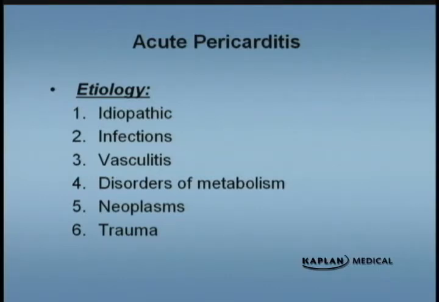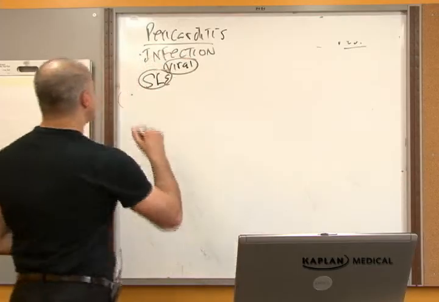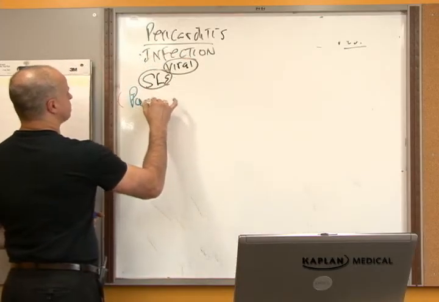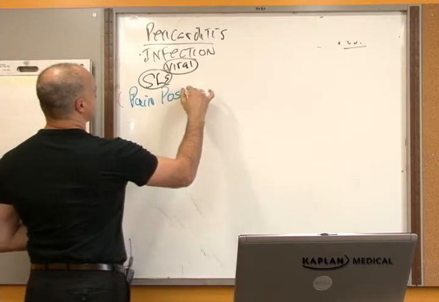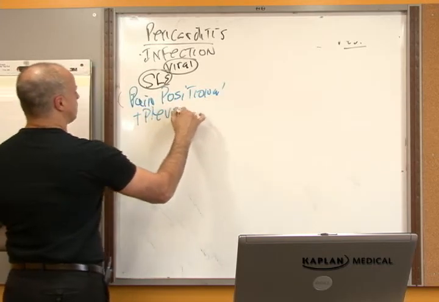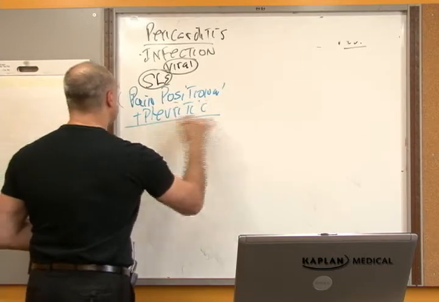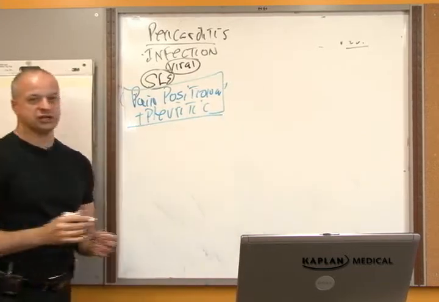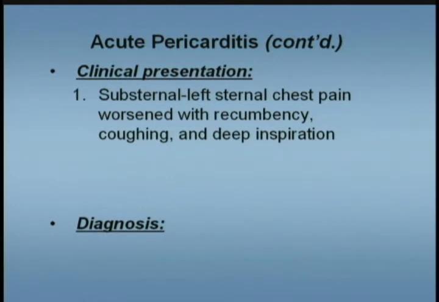Now, pericarditis is a functional disease. It has a problem with pain that is both positional and pleuritic: pain that changes with bodily position and pain that changes with respirations. Chest pain that is both positional and pleuritic in nature.